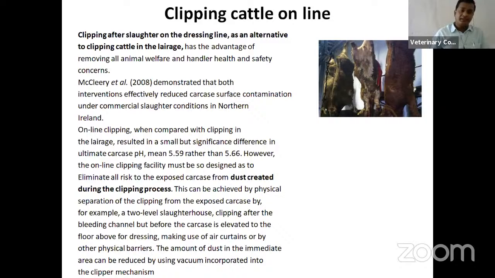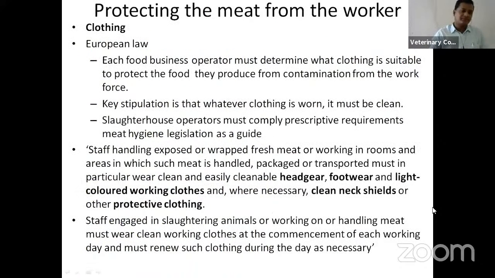I talked about clipping the cattle online, in the dressing line itself, because I talked about welfare issues. When the animal is alive, then only the welfare issue will come. If the animal is stunned and bleeding is over, then there is no question of welfare issues. You can see in the photo. Such animals can be clipped online, post-stunning, post-bleeding. That's one thing that could be used. However, it is not going to achieve freedom from the microorganisms.